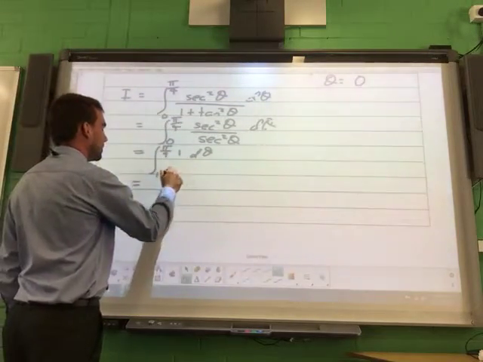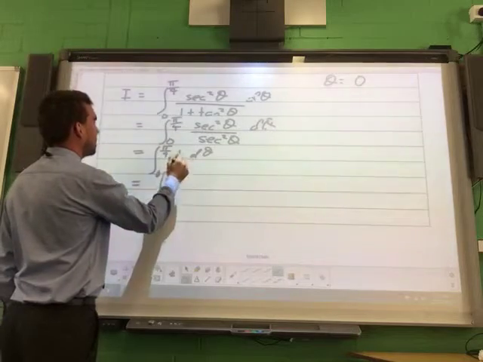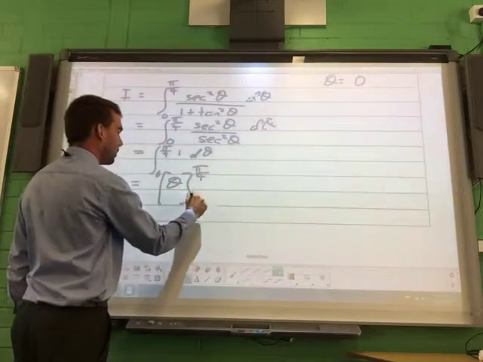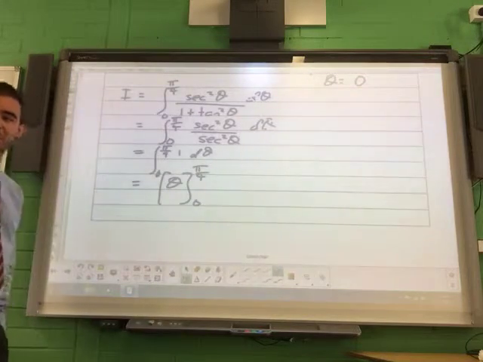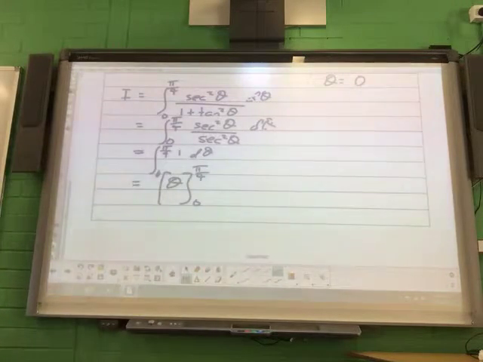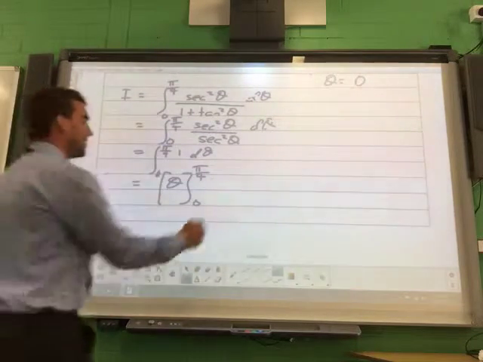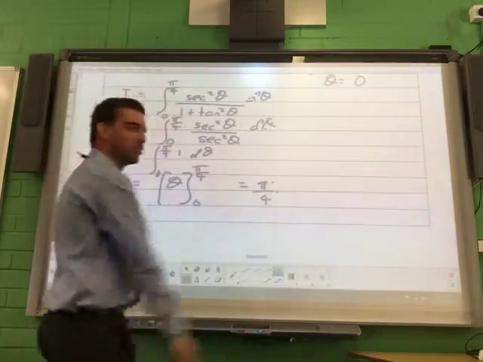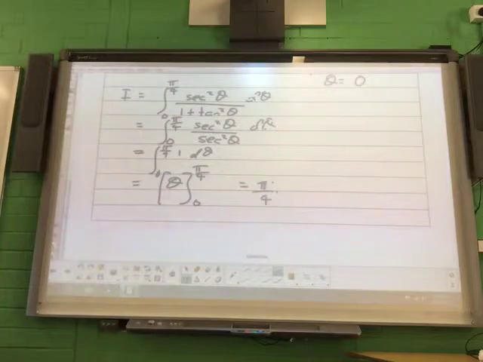Okay, so theta from pi on 4 to 0. This is why we can't just write 45 degrees and 0, because sometimes you've just got nothing to substitute it other than an arc length. Okay? Right, so don't muck around with your formal setting out when it's obvious it's going to be pi on 4.